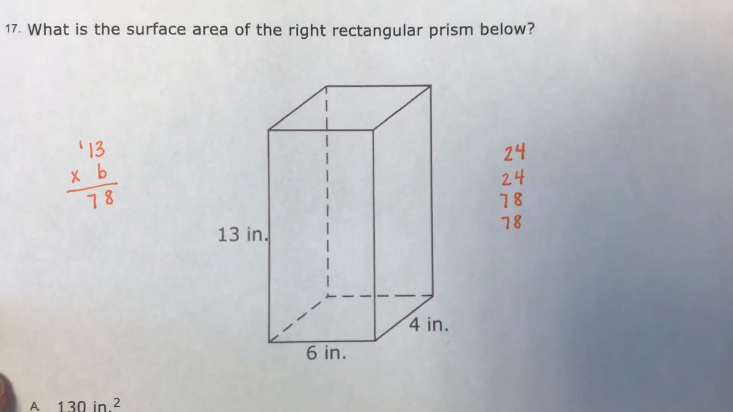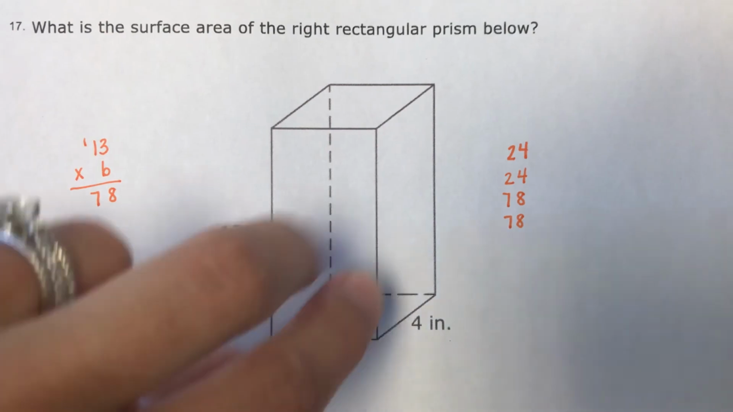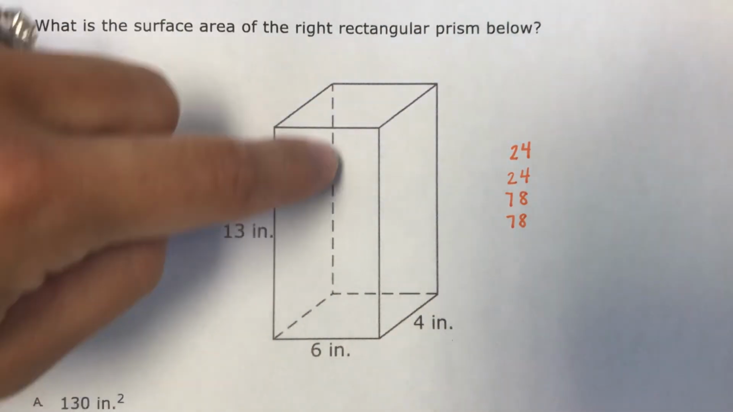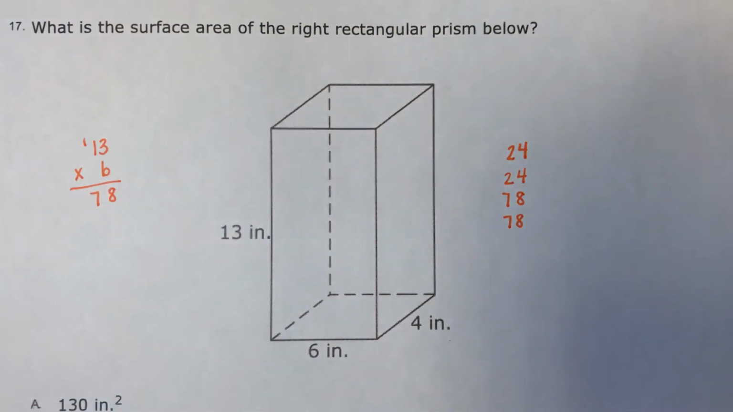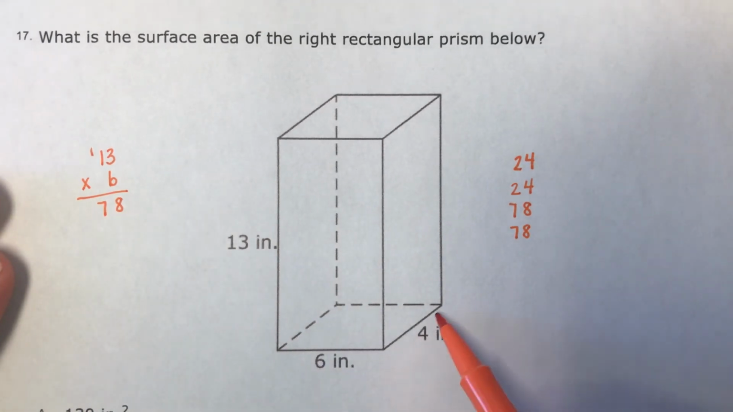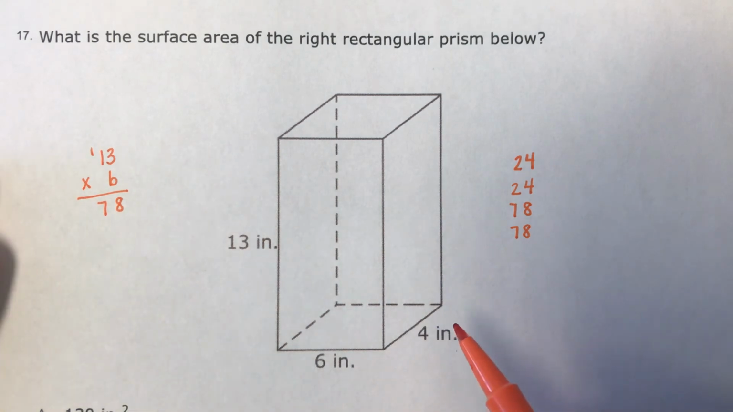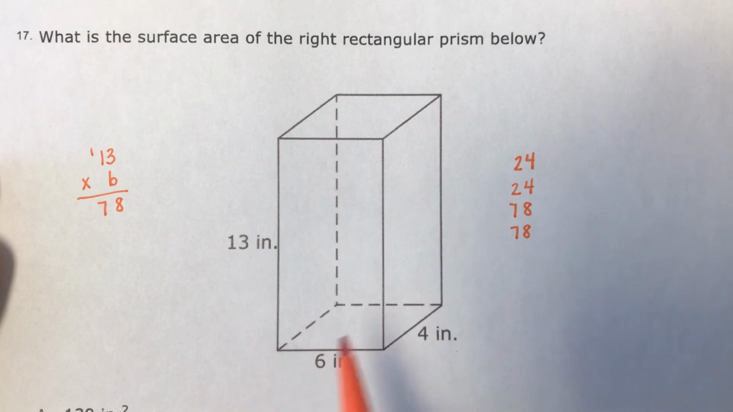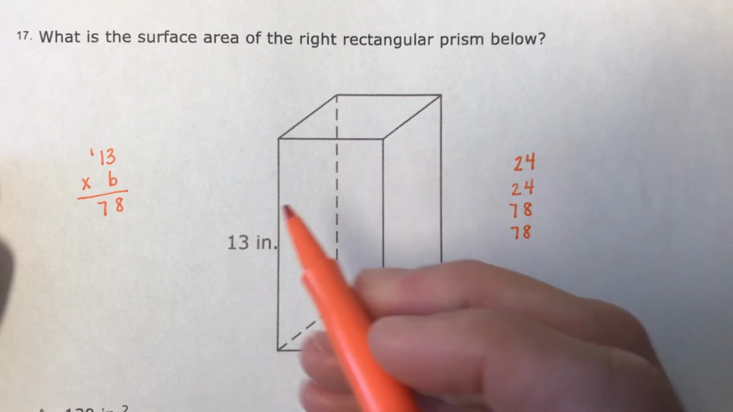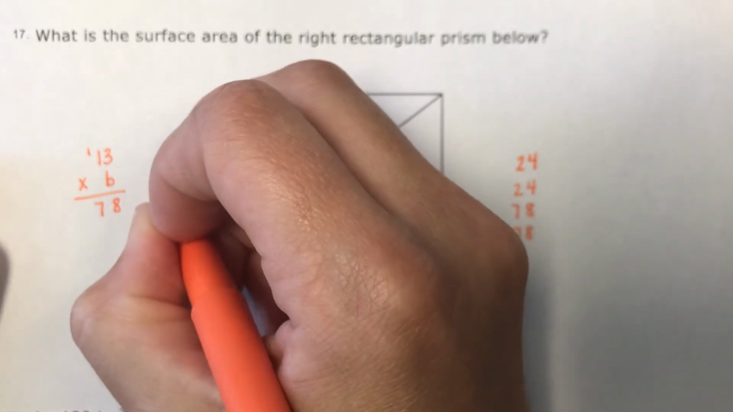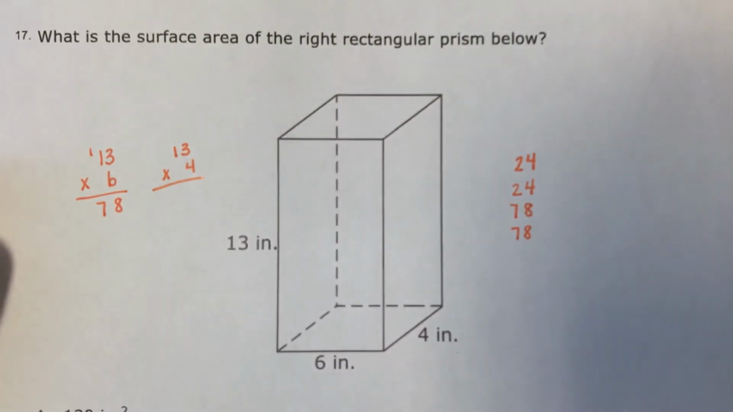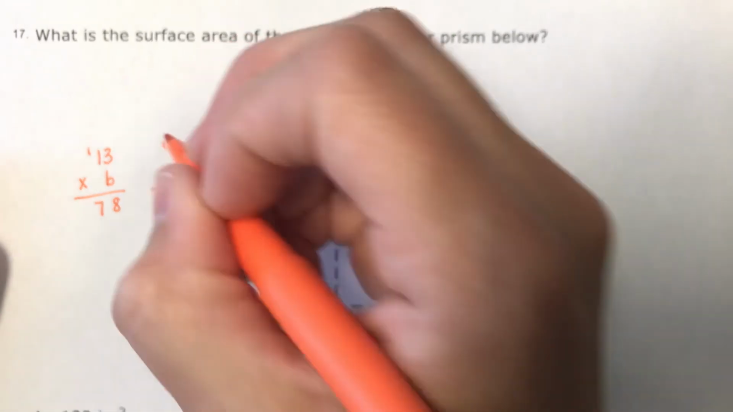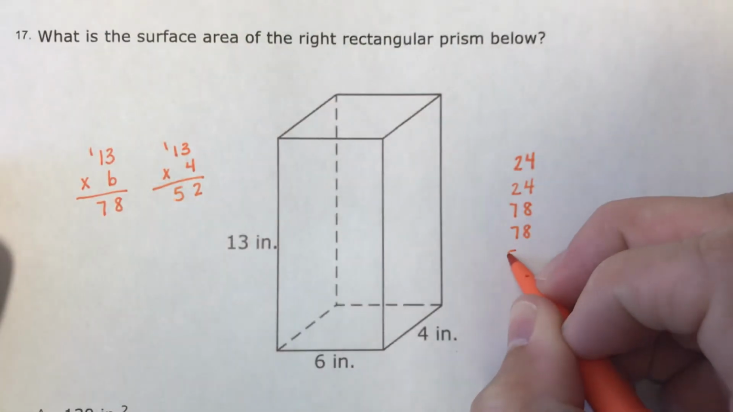Okay, so I've done the top, the bottom, both of those were 24. I've done the front and the back, both of those were 78. So now I need to do my sides. So this 4 over here, that's my length or width, whichever one. And now I need to do this right here, which I can tell if this side's 13, that means that this side has to be 13. So I know that I'm doing 4 times 13. So once again, we'll just do the math real quick. 4 times 3 is 12. Carry the 1, 52.